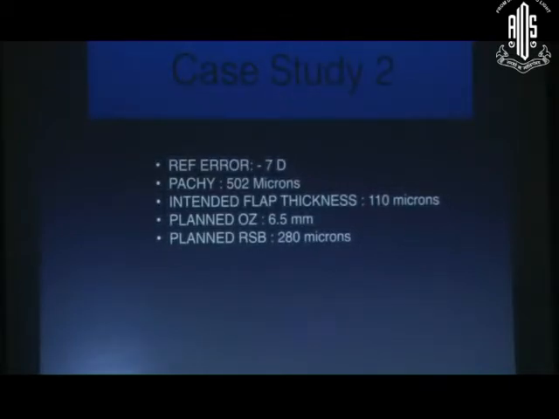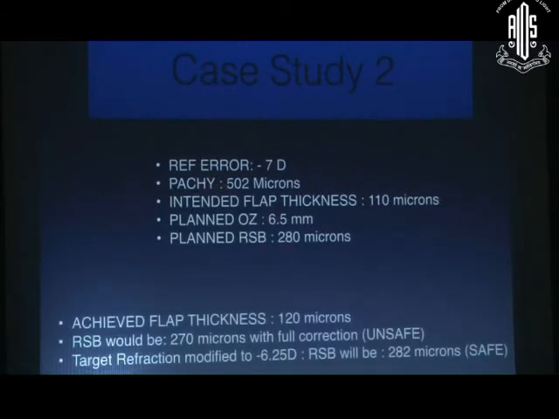with a refractive error of -7 diopters, the pre-op pachymetry of 502 microns, we had planned a flap of about 110 microns and an optic zone of 6.5 with a residual stromal bed of 280 microns. Now what we actually achieved was a flap thickness of only 10 microns more, but this would have again gone below the 280 microns which we had planned. So here what we did is we just changed the target refraction from -7 to -6.25 diopters, leaving the patient undercorrected by 0.75 diopters, but achieving the residual stromal bed of 280 microns that we wanted.